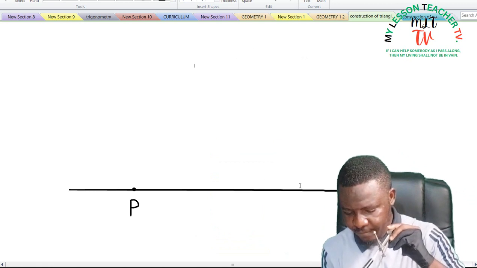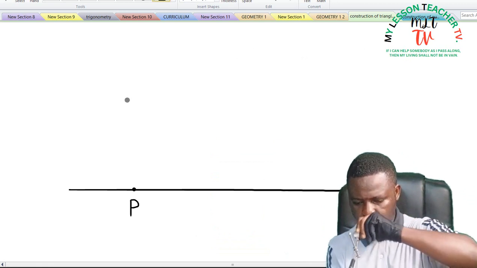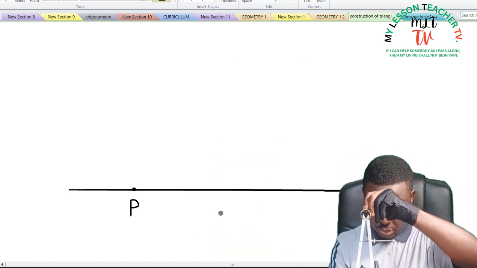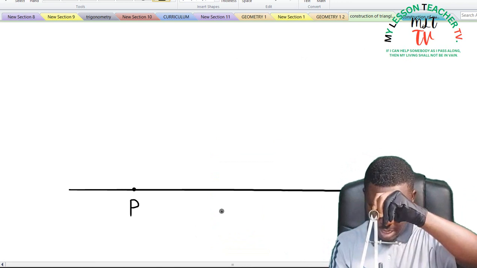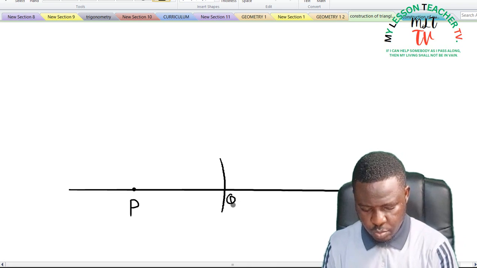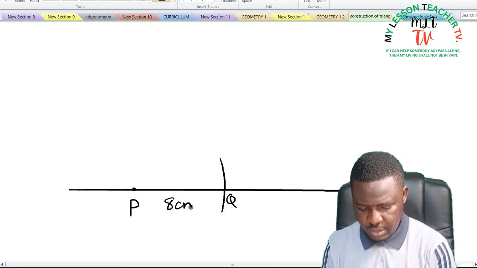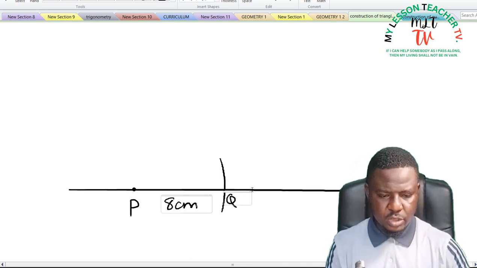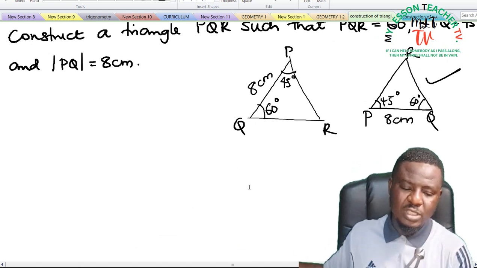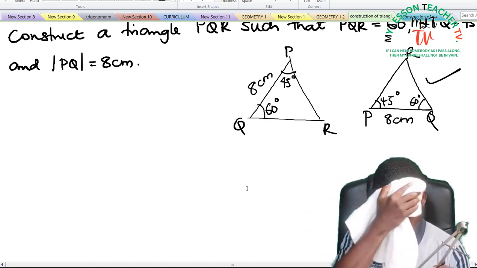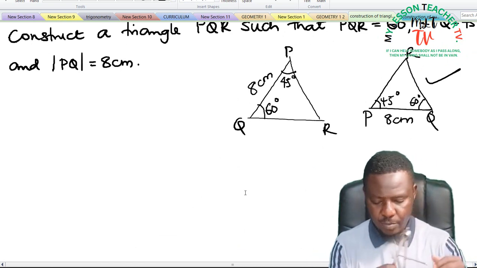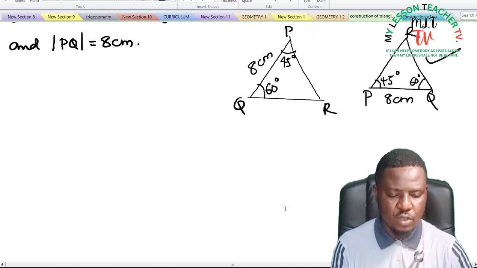So with P as center, I'll construct an arc to cut the line. So this is said to be my point Q, and this is given as 8 centimeters. Next is to pick any of the angles and construct. You may decide to construct angle 45 degrees before you construct angle 60 degrees. Whichever you take will still lead to the same correct answer. So let's construct angle 45 degrees.